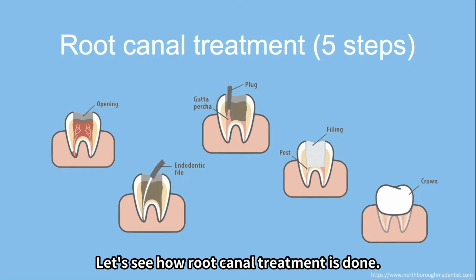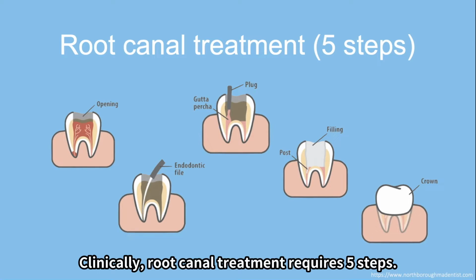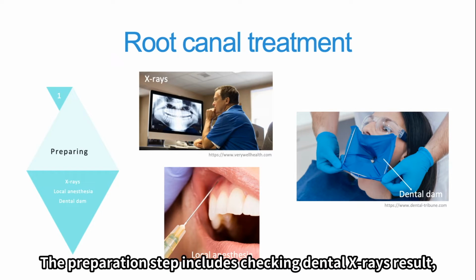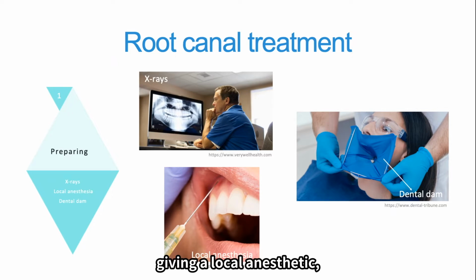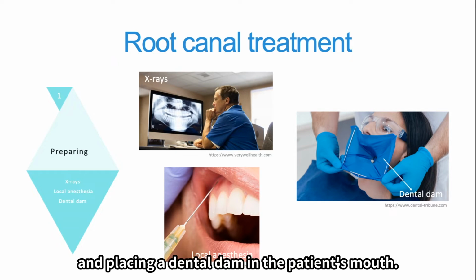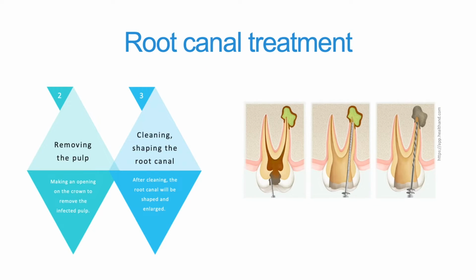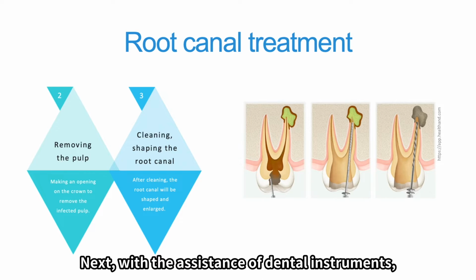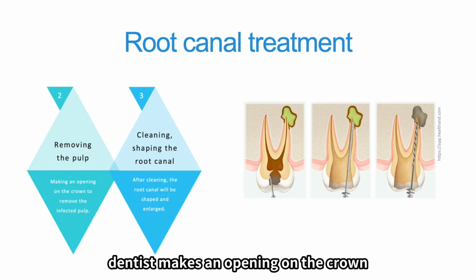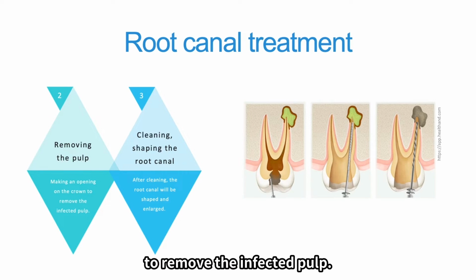Let's see how root canal treatment is done. Clinically, root canal treatment requires 5 steps. The preparation step includes checking dental X-ray results, giving a local anesthetic, and placing a dental dam in the patient's mouth. Next, with the assistance of dental instruments, the dentist makes an opening on the crown to remove the infected pulp.